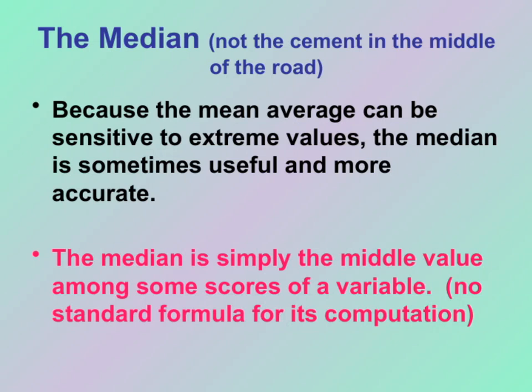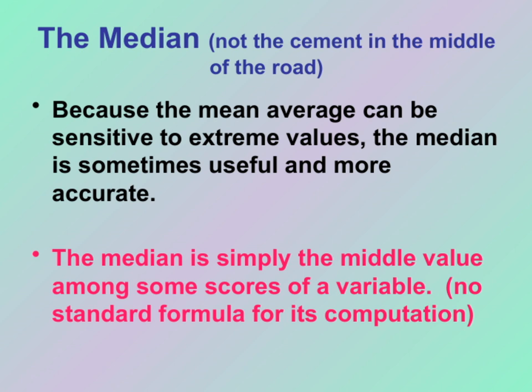Because the mean average can be sensitive to extreme values, the median is sometimes useful and more accurate. The median is simply the middle value among some scores of a variable. There's no standard formula for its computation, but the idea is straightforward. It's like finding the middle point when you line up all the values from smallest to largest.